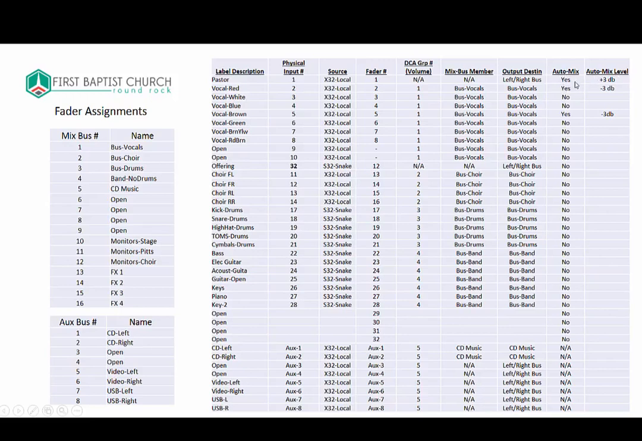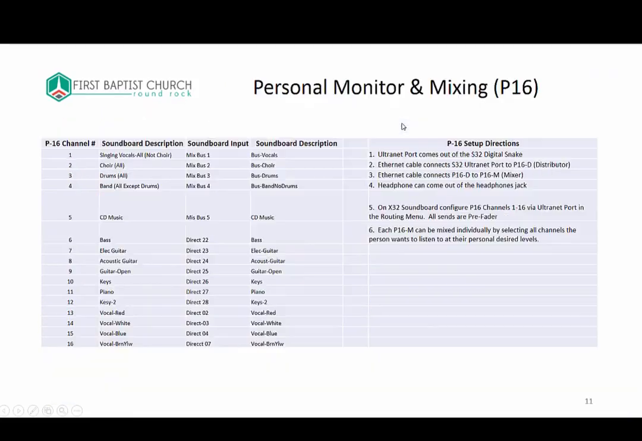Auto mix, we don't need to get into that, but it just automatically balances. If there's 3 mics that are trying to be spoken at once, it'll decrease one group and increase the level of another group so that the primary speaker can always be heard. The personal monitor and mixing P16, again, just walk through that. Recommended layout for the 16 channels so that when they're received on that P16 mixing station, then the instrumentalist or vocalist or whomever can turn certain P16 channels up or down as they see fit so they can get the mix that they want.